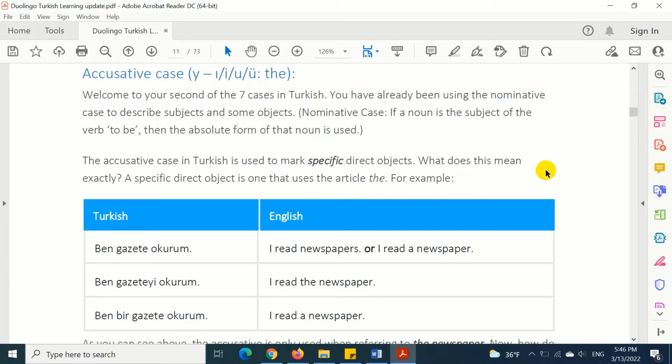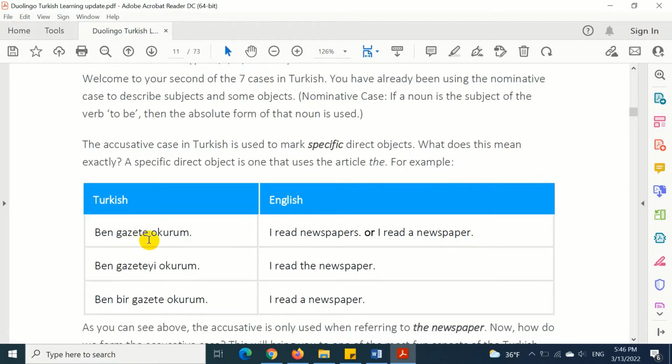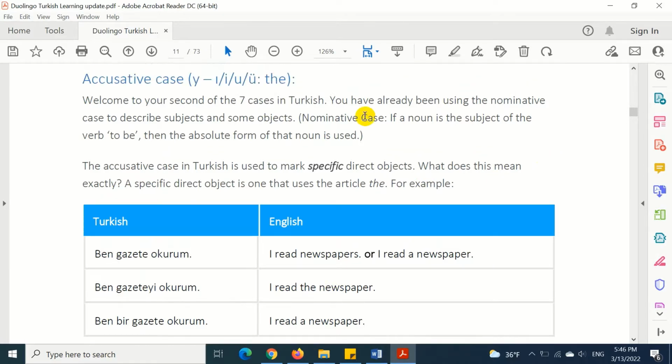Well, let's see some examples here. For example, ben gazete okurum. I read newspapers or I read a newspaper. But here, ben gazeteyi okurum. I read the newspaper. See, here I said that one of these four letters as a suffix can be added to a noun in order to make it a specific direct object, or make it at least specific, like we use the in English.